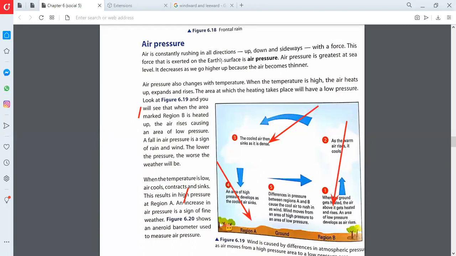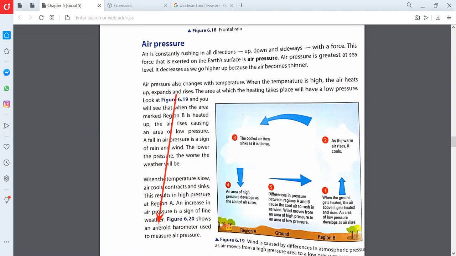Now, if you see in this, when the temperature is low, we discussed this paragraph already. When the temperature is low, air cools, contracts, and sinks. The result is high pressure at region A. An increase in air pressure is a sign of weather. Figure 6.20 shows an aneroid barometer used to measure air pressure. A barometer is normally used to measure the air pressure.